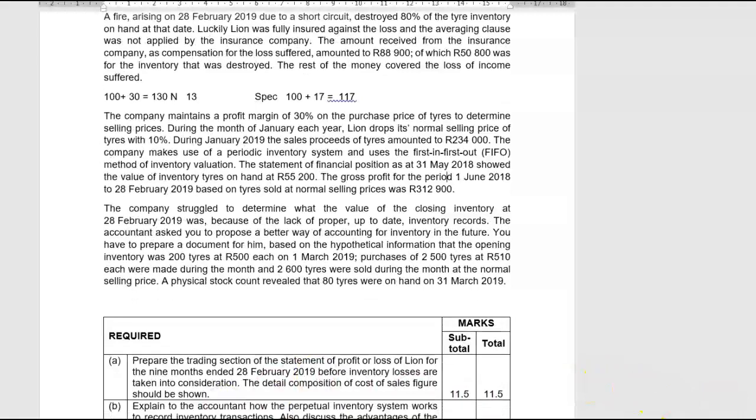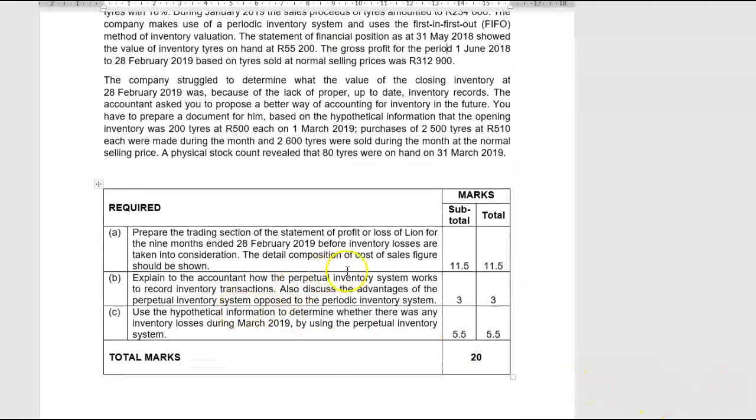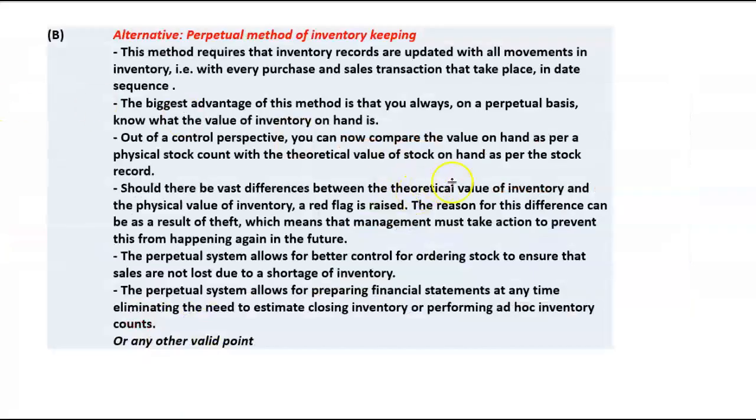The B part of the question says, explain to the accountant how the perpetual inventory system works to record inventory transactions. Also discuss the advantages of the perpetual inventory system as opposed to the periodic inventory system. Now, obviously, there's a lot of things that you could mention. A few of the things that you can mention are the following. This method requires that inventory records are updated with all the movements in inventory, i.e. with every purchase and sales transaction that takes place in date sequence. The biggest advantage of this method is that you always, on a perpetual basis, know what the value of inventory on hand is.